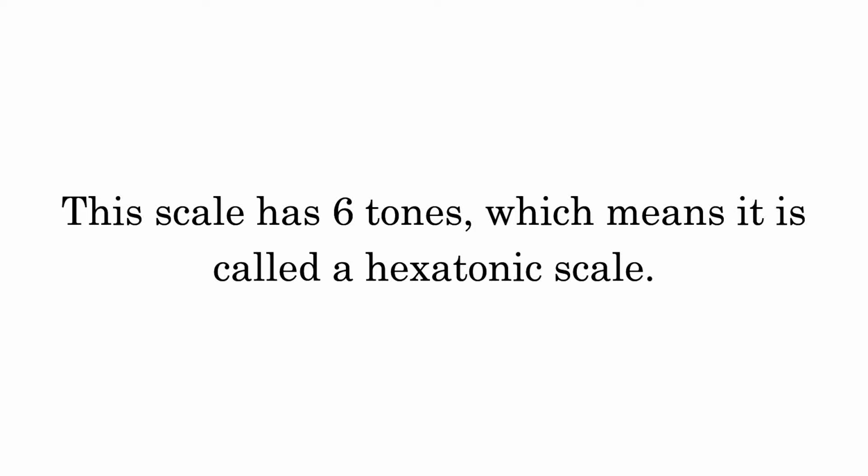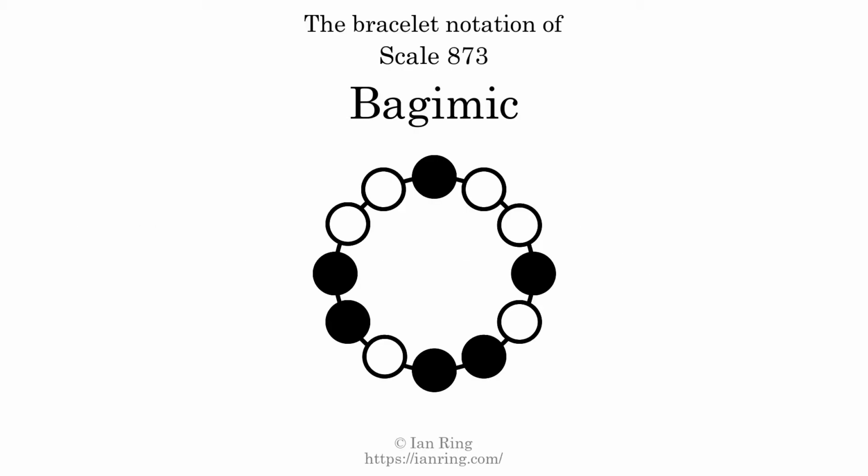This scale has 6 tones, which means it is called a hexatonic scale. This is a bracelet notation diagram of scale 873. The shaded circles represent tones that appear in the scale, and they are read clockwise, starting at the top.